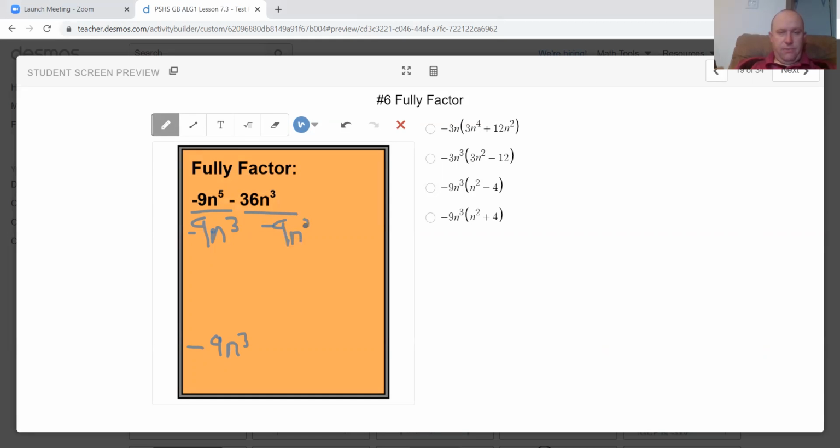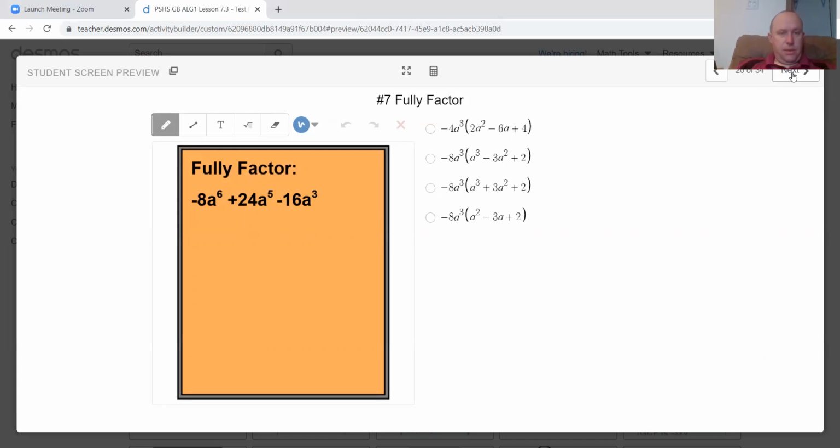Apologies for the handwriting, really difficult to write on this touchpad. -9 divided by -9 is 1. N to the 5 over n cubed is n squared, subtracting the exponents again. -36 divided by -9 is 4. And then as they both say n cubed, that would cancel. And you can see it says +4, which means it's this one here. A lot of people sometimes just get careless, see the negative here, and then assume it's got to be the negative as well. But actually, it's a negative divided by a second negative. So that's why it's going to switch back to a positive.